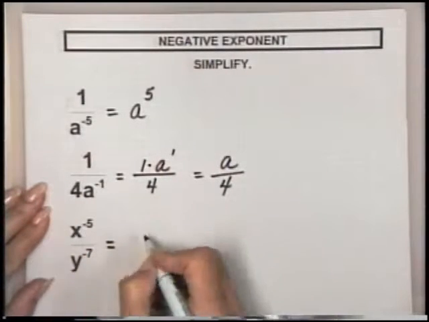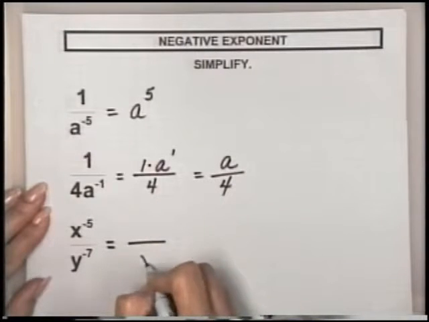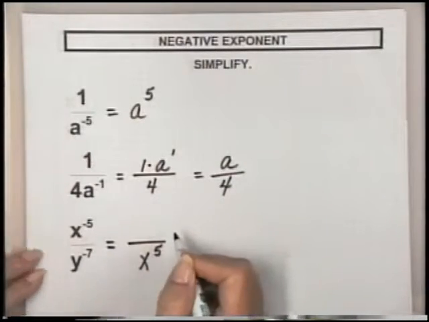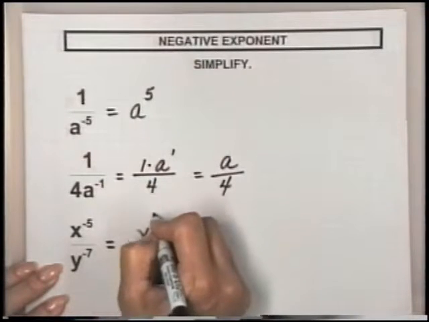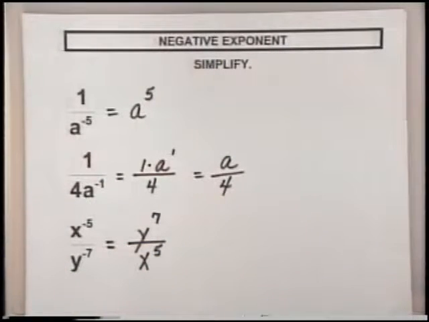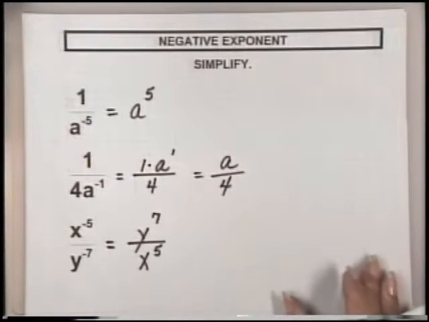For this problem, x to the negative 5 goes to the denominator as x to the 5th. Y to the negative 7th goes to the numerator as y to the 7th. There are no other operations I can perform, so this problem is simplified.